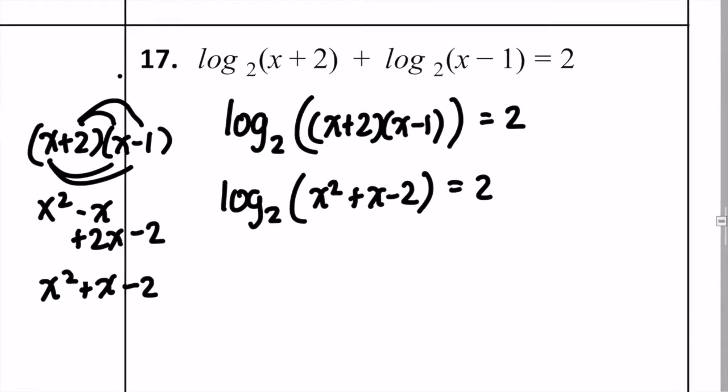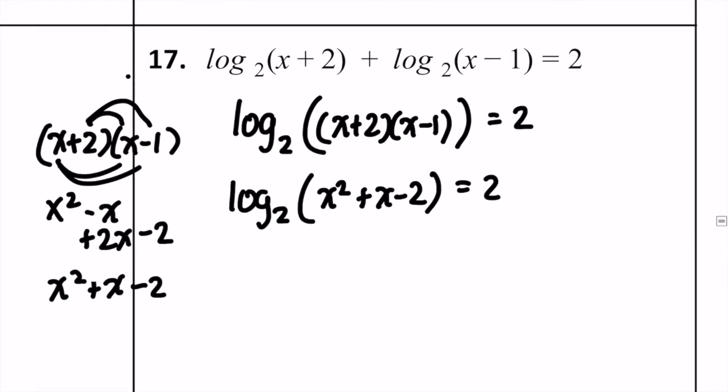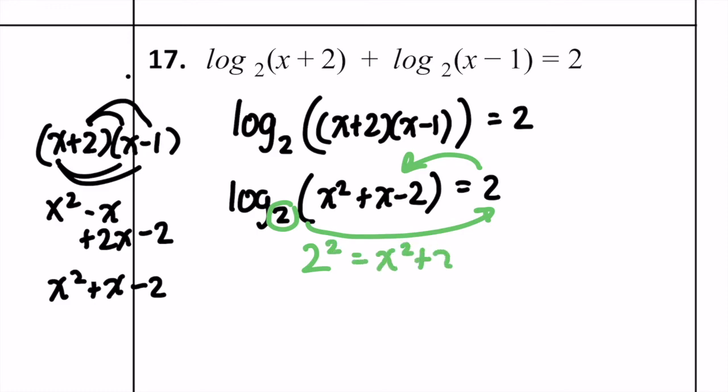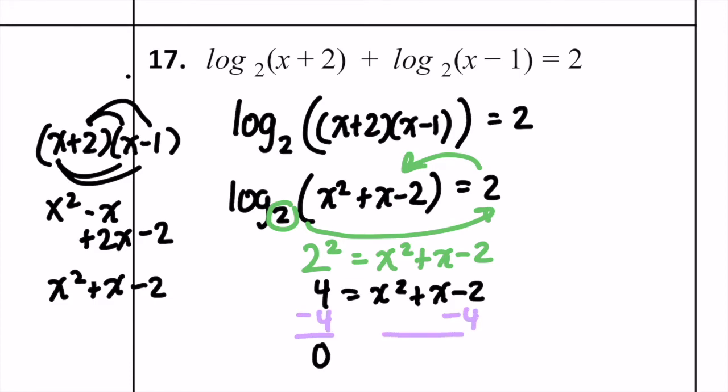From here, I have a single logarithm equal to a constant. I'm going to rewrite in exponential form to solve. I'm going to get these variables that are inside outside of the logarithm. So I have 2 as the base. 2 raised to the second power gives me what's inside. 2 to the second power is x squared plus x minus 2. I have 4 is equal to x squared plus x minus 2. I'm going to get everything on one side, so I'm going to subtract 4 on the left-hand side, which means I'm going to subtract it on the right-hand side as well. I'm going to get 0 is equal to x squared plus x minus 6.